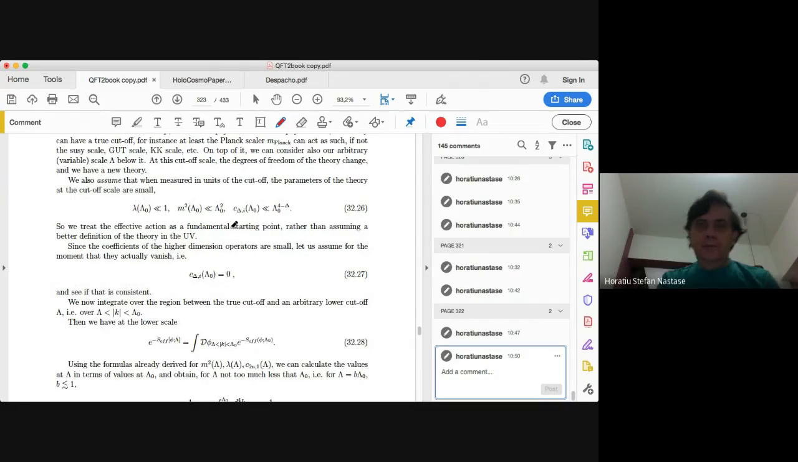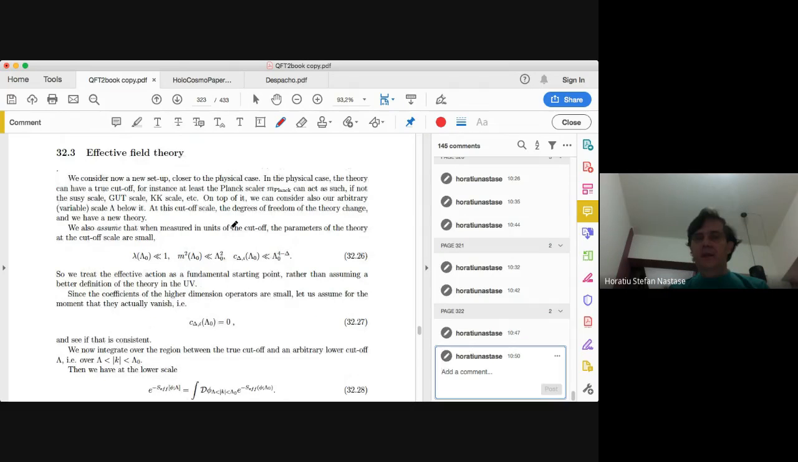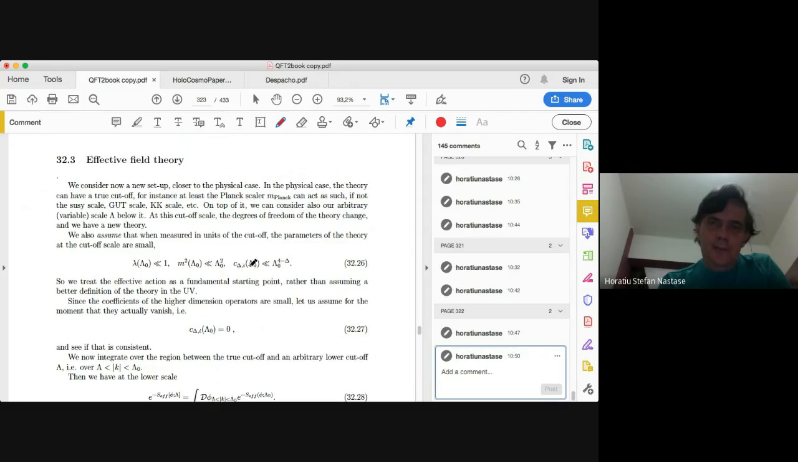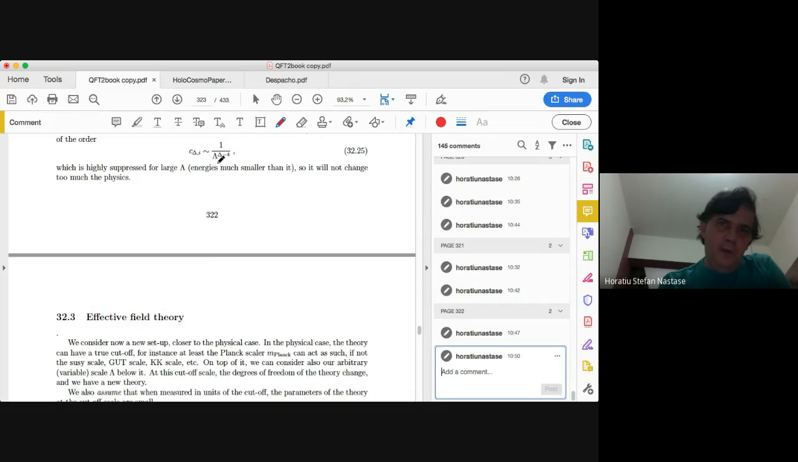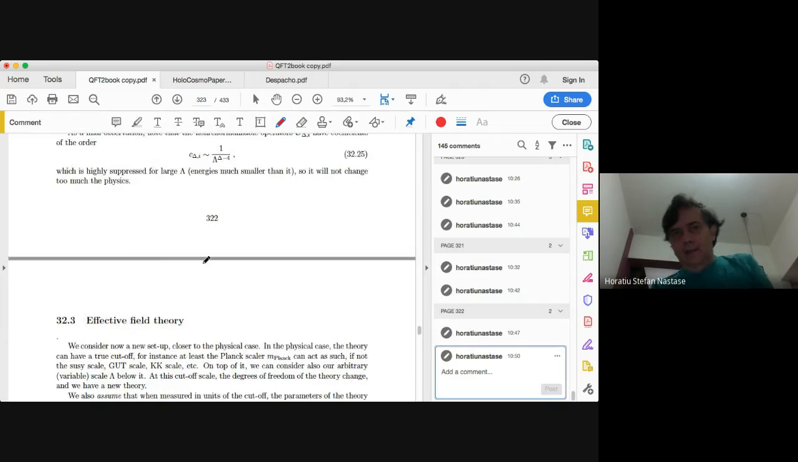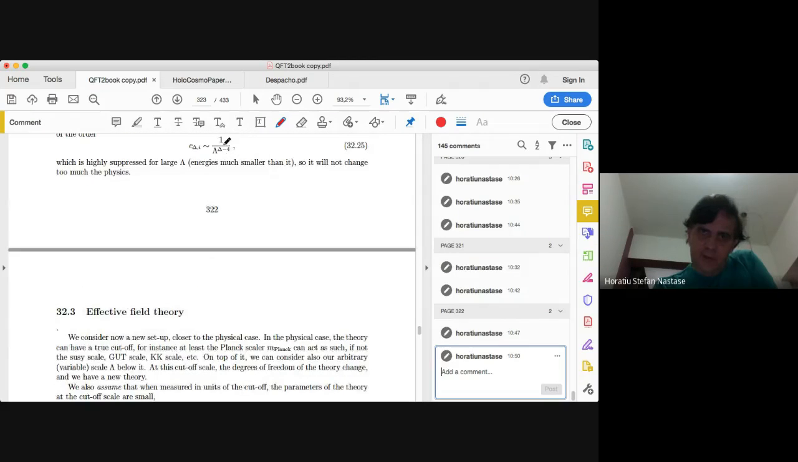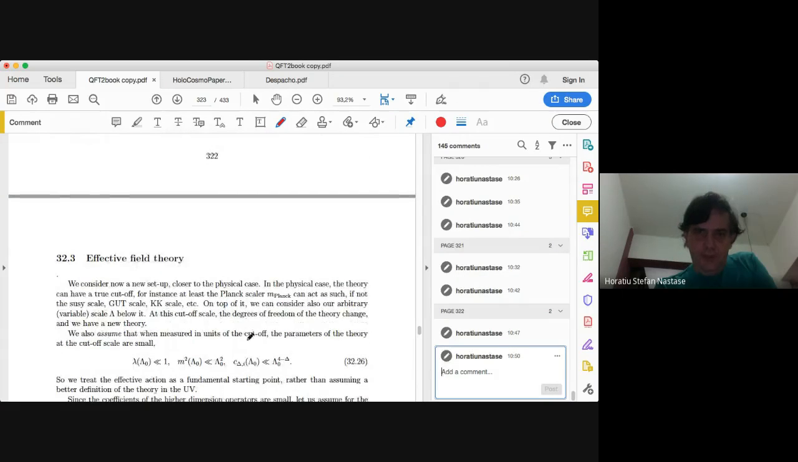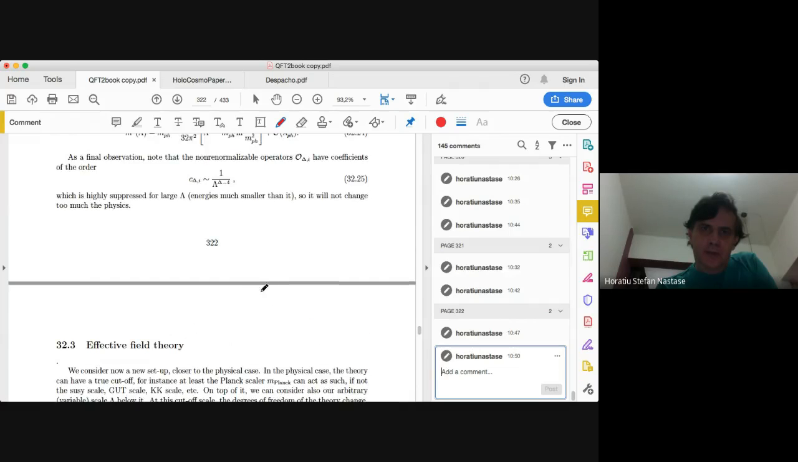And let's also assume that in the units of this cutoff, the parameters of the theory are small. So we've seen that C delta is of the order of 1 over lambda to the delta minus 4. But now I consider this true cutoff lambda 0. And so I assume that on top of things, it's also proportional to this, but then there's a small coefficient in here, a small dimensionless number. So that is to say that C delta at lambda 0 is much smaller than lambda 0 to the power 4 minus delta.